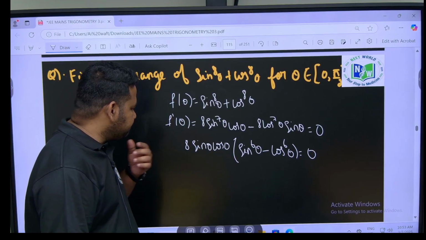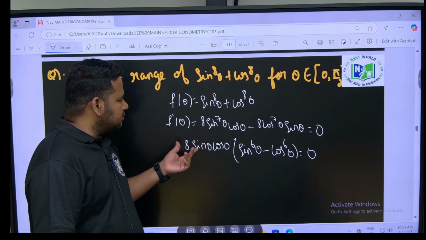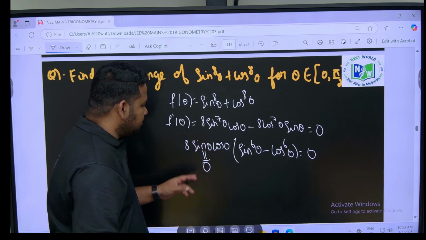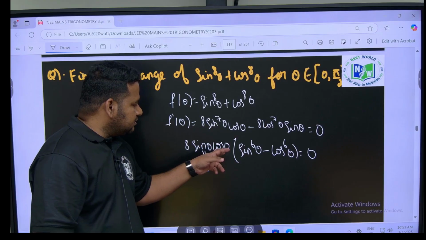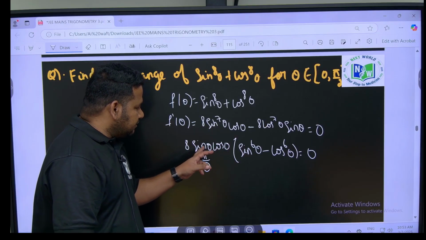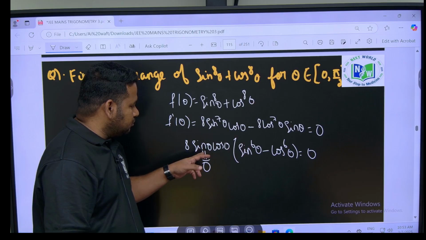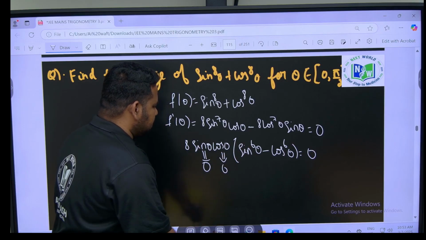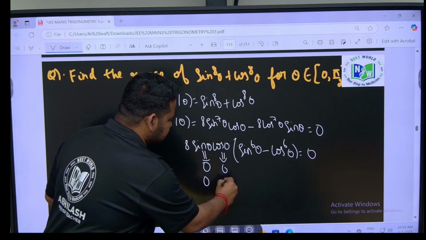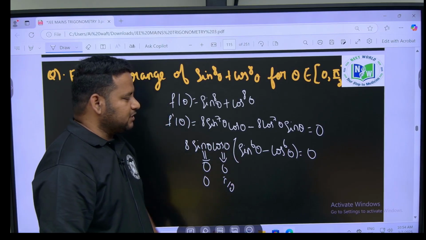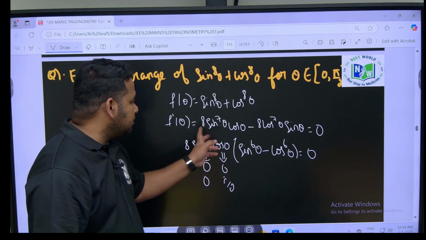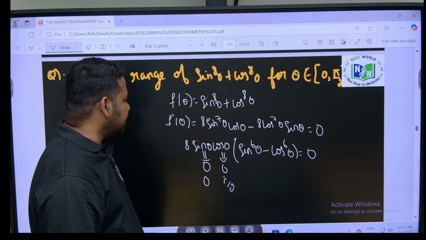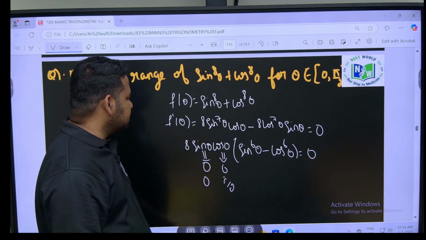Now if I put 0, sin will become 0 and cos will become 1. And if I put pi by 2, sin will become 1 and cos will become 0. So the product becomes 0 in both cases, and I cannot put these values. So what value can I put? I can put pi by 4. If I put pi by 4, what will I get? Let us see here.